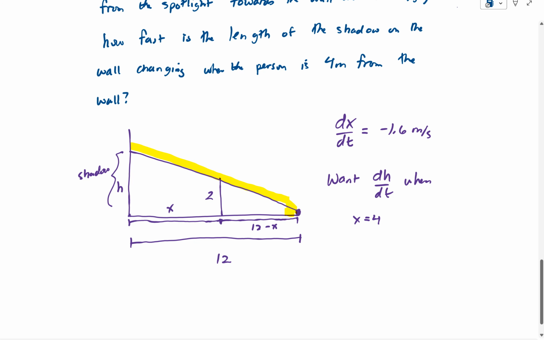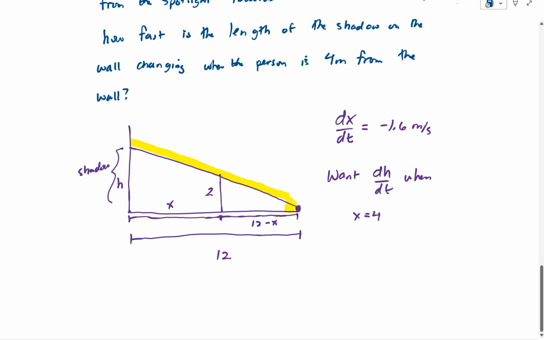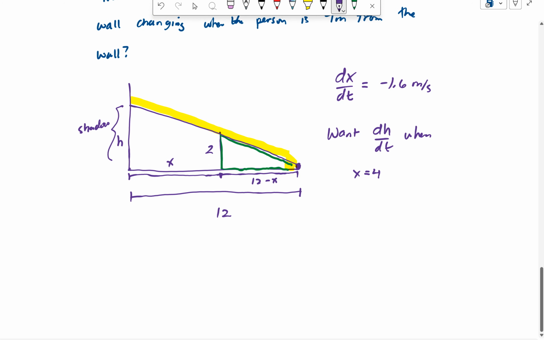So what we can do here is use something called similar triangles, which is going to show up quite a bit. I have a smaller triangle here, and then I have the entire triangle. So we use the ratio of those sides. The smaller triangle has height 2 and base 12 minus x. By similar triangles, since this is inside of this, this will be h over the entire distance 12. So this is similar triangles.